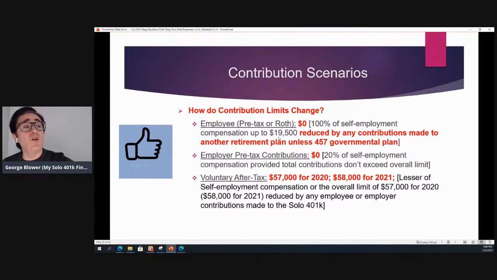So same scenario, they contribute 57 or 58 for 2021 as a voluntary after-tax contribution. So the point here is that the limit doesn't go up just because they're 50 or older. So they'd still be limited to that 57 or 58, then they could move that from the after-tax to the Roth account.